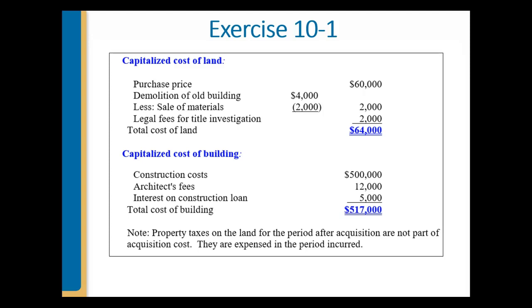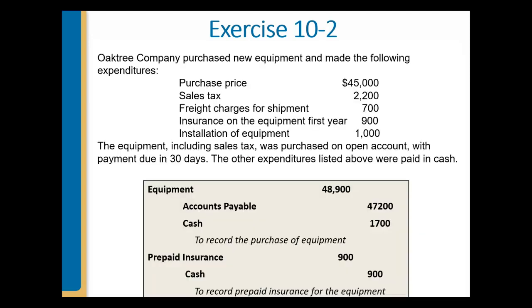Now the cost of the building would be the construction cost of $500,000, the architect's fees of $12,000, and the interest on the construction loan of $5,000, for a total of $517,000. Note that the property taxes on the land are a period cost. They are incurred every period, so those are going to be expensed.